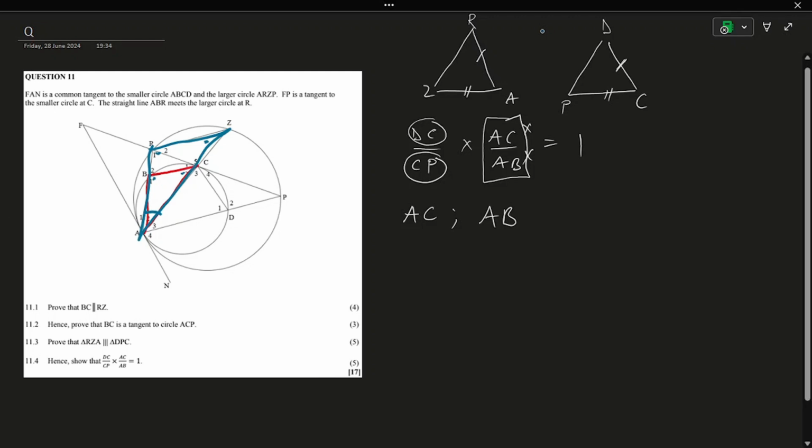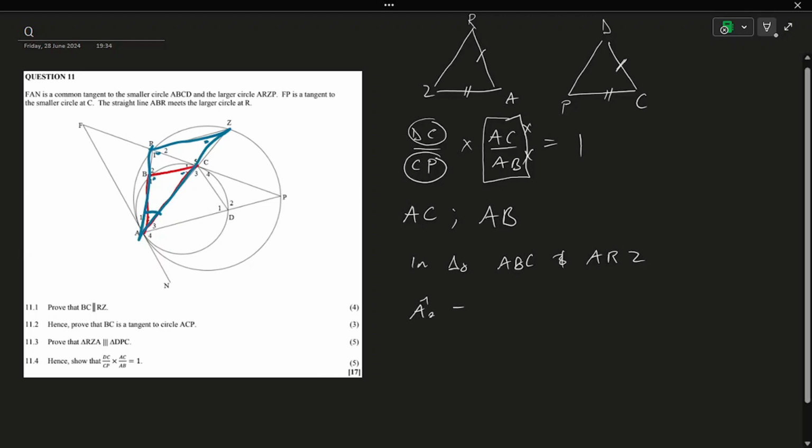But let's write it down so you guys can see what I'm talking about. So first of all, we know that A2, because in triangle, let's just write in triangles ABC and triangle ARZ, because I'm following that order. It's very important to follow the order.